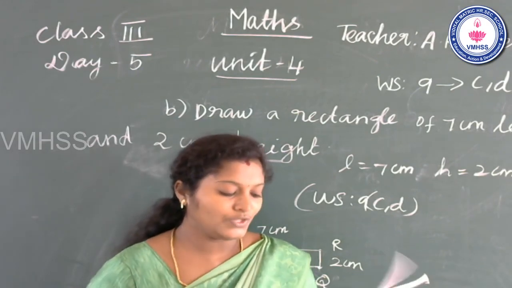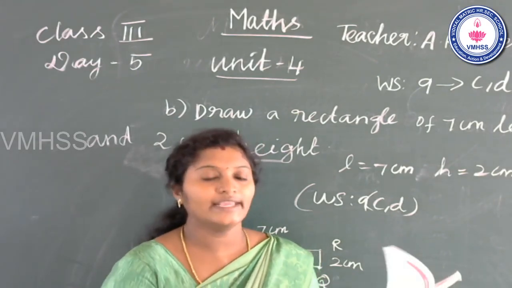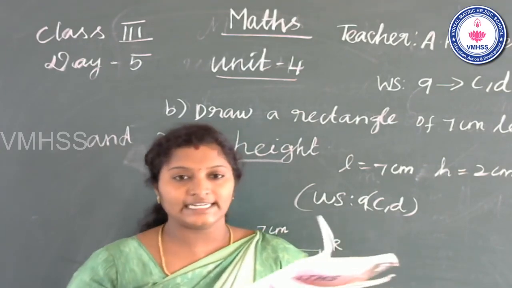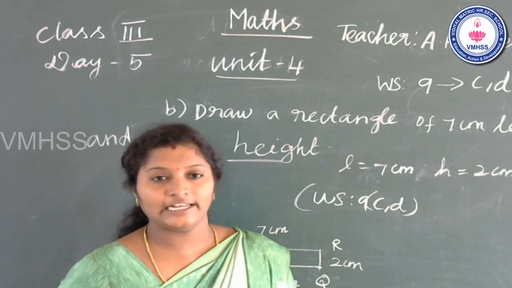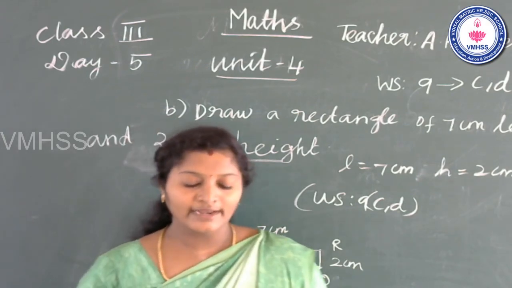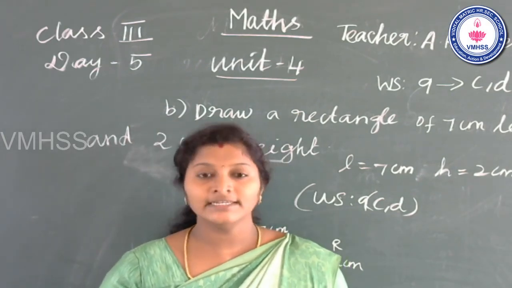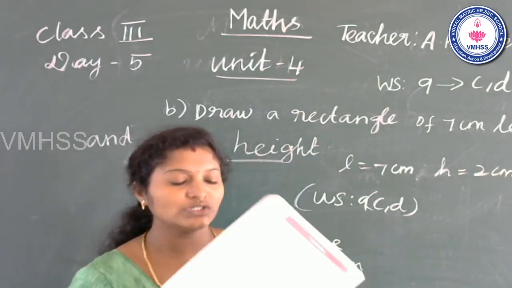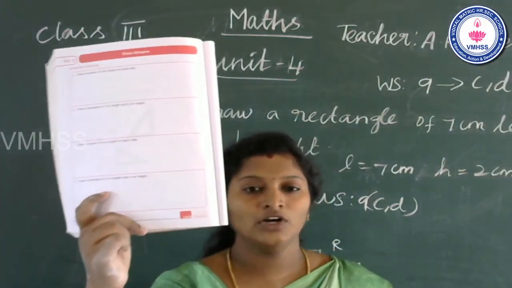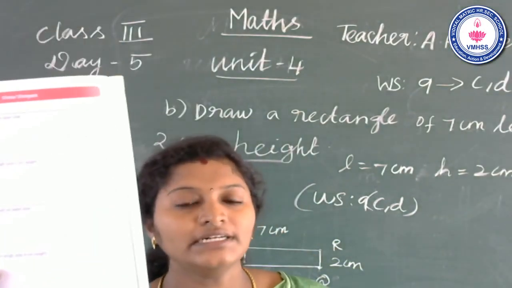Second sum, draw a rectangle of 3 centimeter length and 4 centimeter height. These two sums are homework for you. C and D, worksheet number 9.